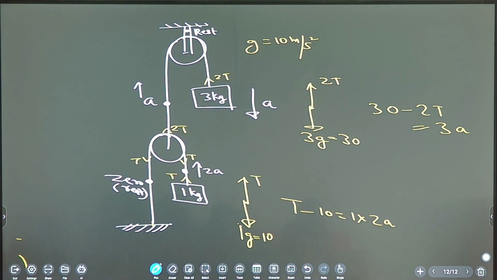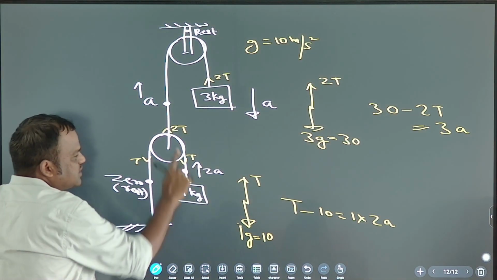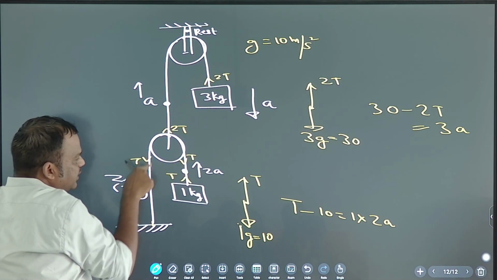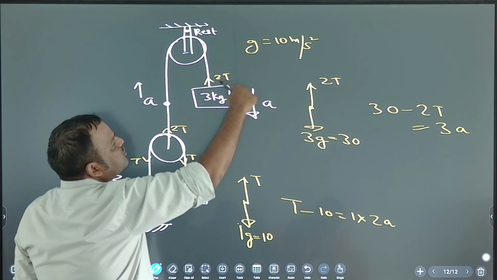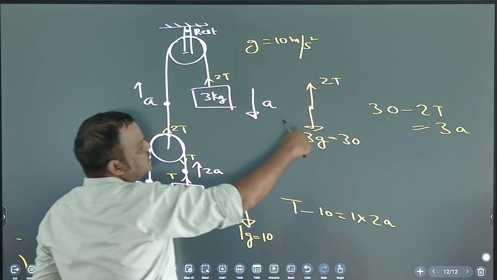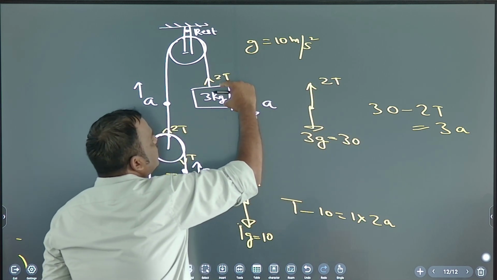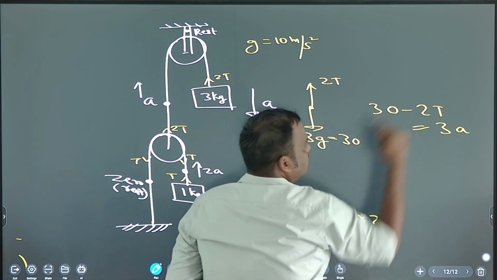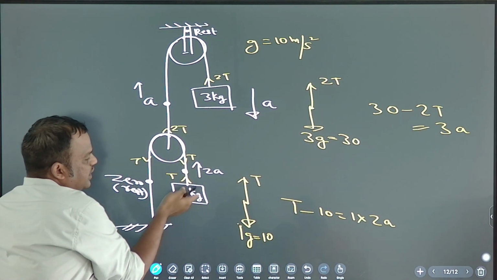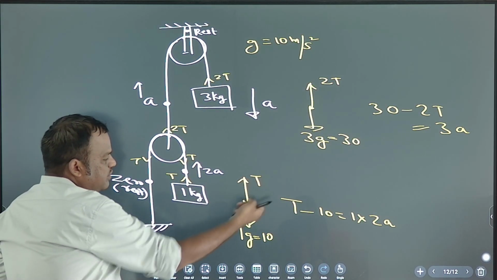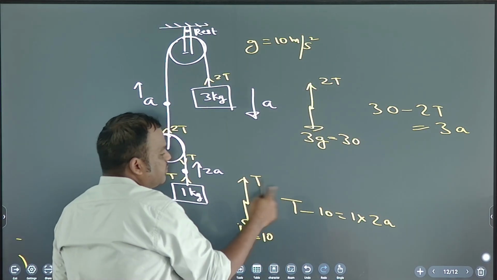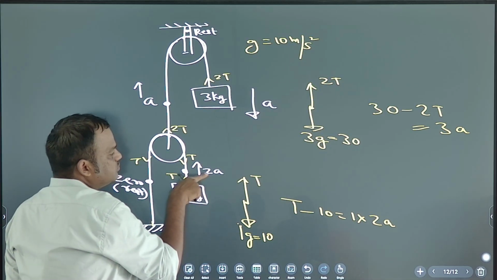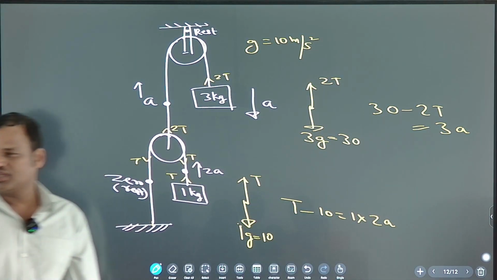Okay, clear? See, if tension in this is T, what is tension in this? 2T. This is the pulley, T, so this is 2T. So for the 3 kg, upward force is 2T, downward force is 30, and acceleration of the 3 kg is downward. So 30 minus 2T is 3A. And here what do you write? Acceleration is 2A. So T minus 10 is MA, mass into acceleration. What is the mass? 1. Acceleration 2A.